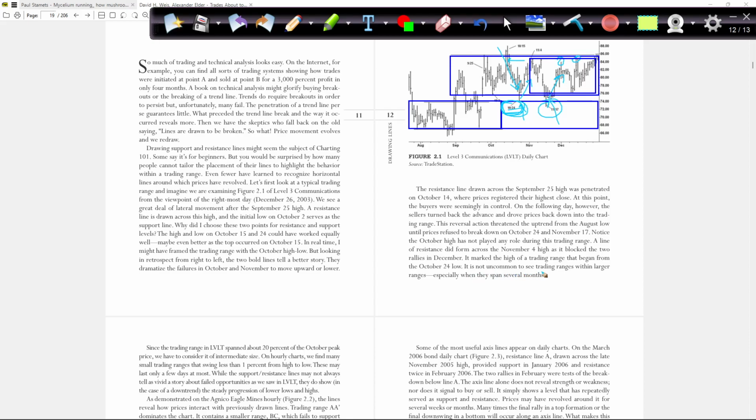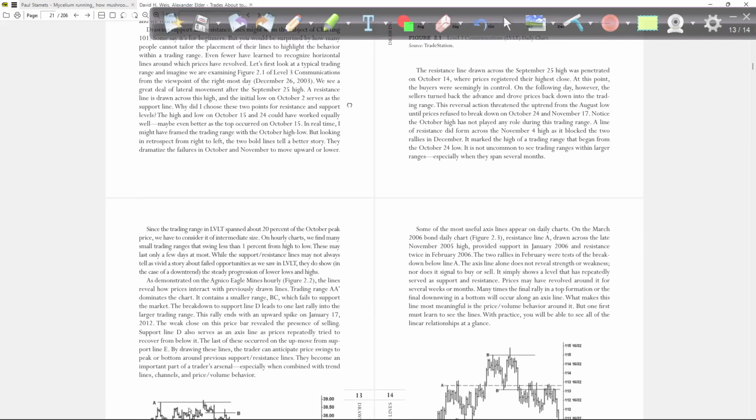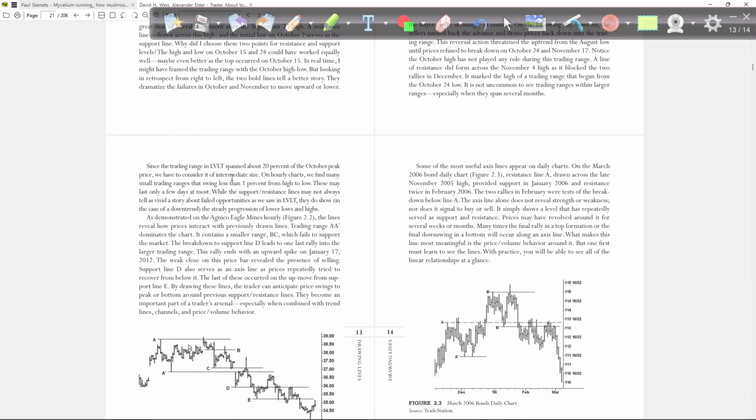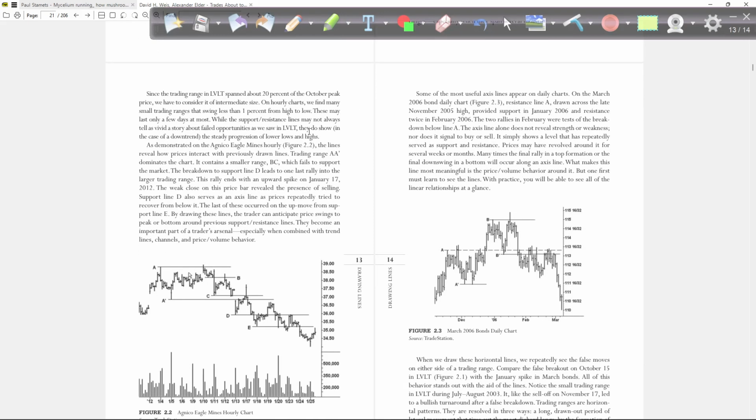It is not uncommon to see trading ranges within larger ranges, especially when they span several months. Okay, so basically saying that we see trading ranges within larger trading ranges, right? Let's move to the next paragraph. See, the trading range in LVLT spanned about 20% of the October peak price. We have to consider it of intermediate size.